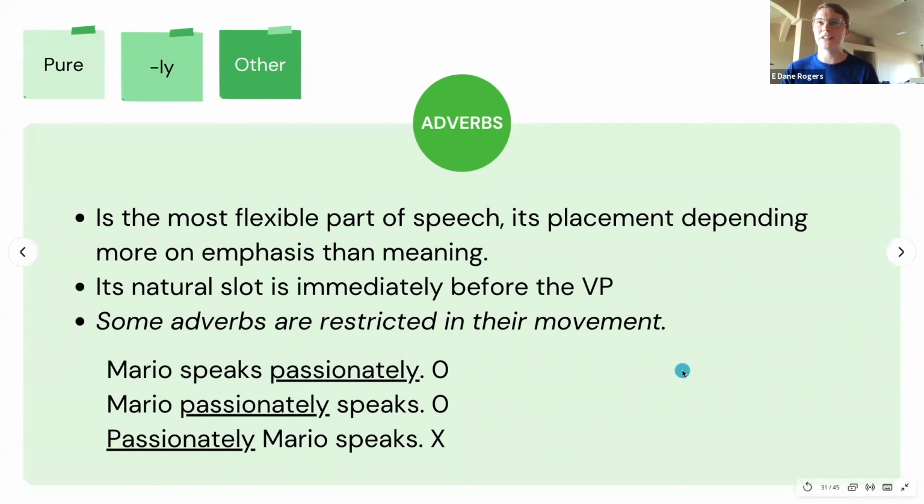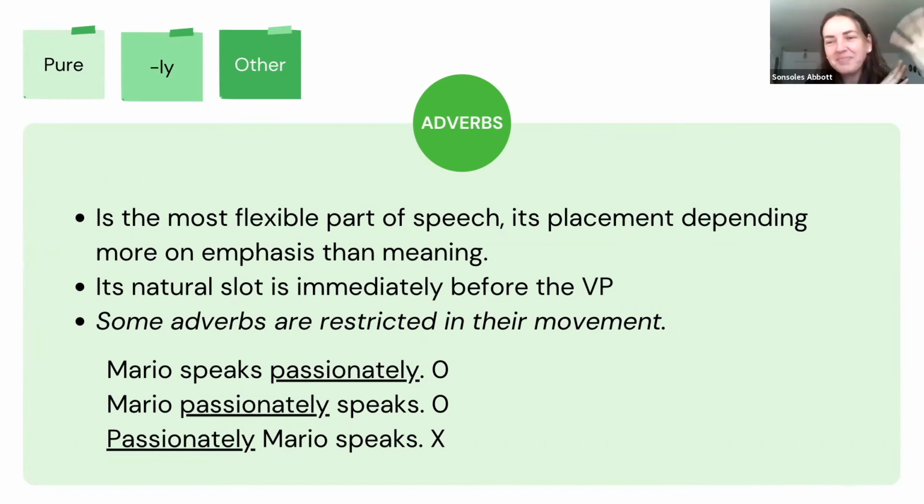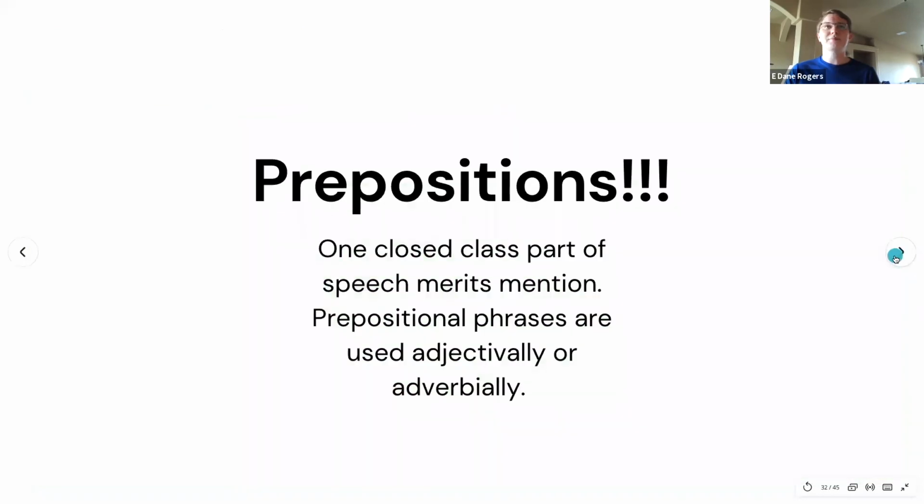Mario speaks passionately. This is fine. Mario passionately speaks. This is fine, but passionately Mario speaks. It's not incorrect, but it sounds very awkward, right? It sounds Shakespearean. It's weird. Yeah, could be a poet trying to do something weird. Right, and poetry has a lot more ability to break these rules. In prose, we've got to keep to these rules, especially when writing essays. Yeah, like Yoda is speaking. Exactly, like when Yoda is speaking.